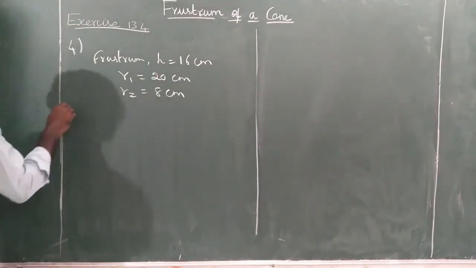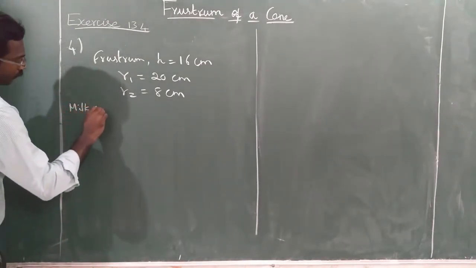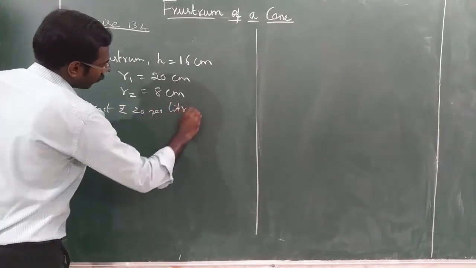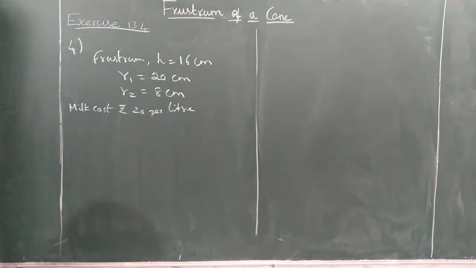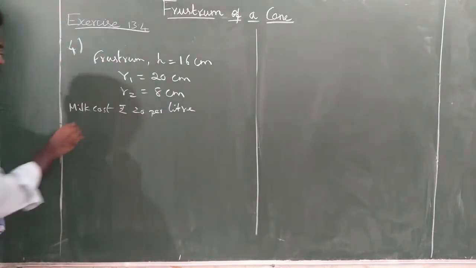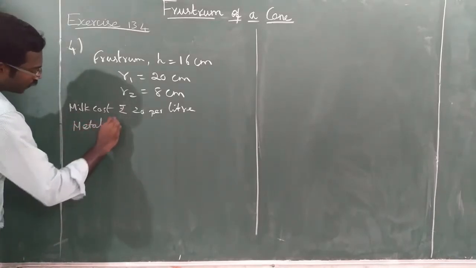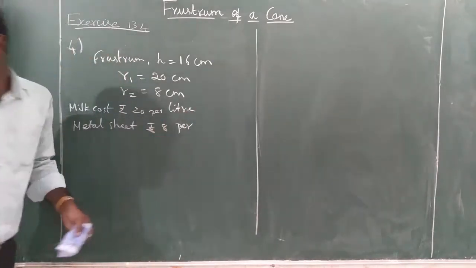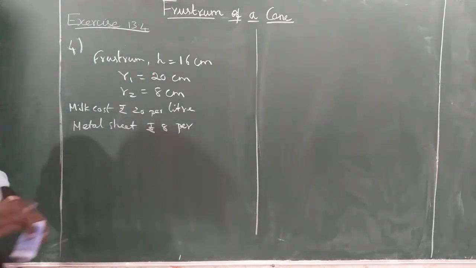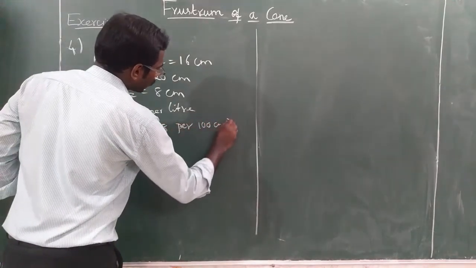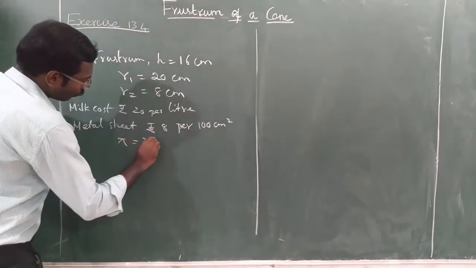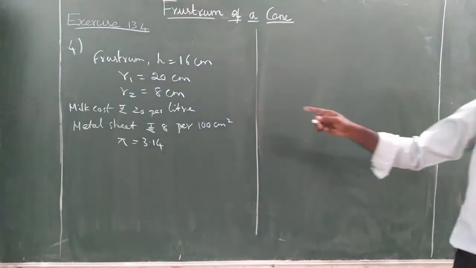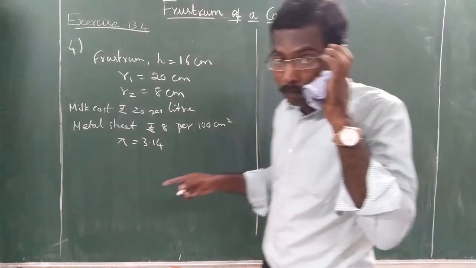So what is given? Milk costs rupees 20 per liter, and the metal sheet costs rupees 8 per 100 centimeter square, and the pi value is given as 3.14. Usually we use pi as 22 by 7, but here in the question it is mentioned that pi value should be taken as 3.14.